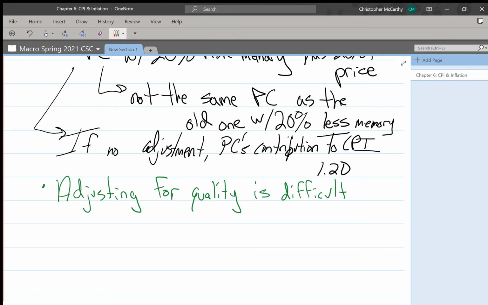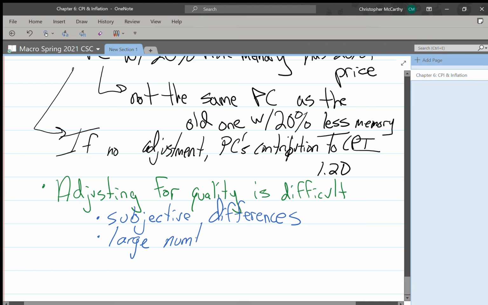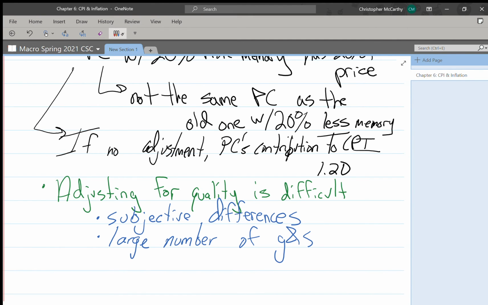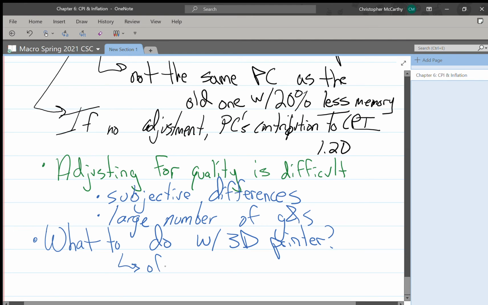So, not only are there a lot of subjective differences, just think of how many goods and services we have, right? There's such a large number of goods and services for them to go through. And again, new goods. What do we do with new goods? With something like a 3D printer, right? So there's no base here. There's no base year price for new inventions.